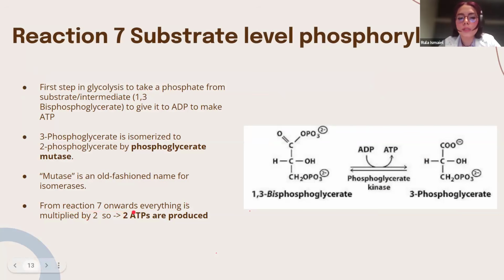From reaction 7 onwards, everything is multiplied by 2. So 2 ATPs are being produced in this specific reaction.